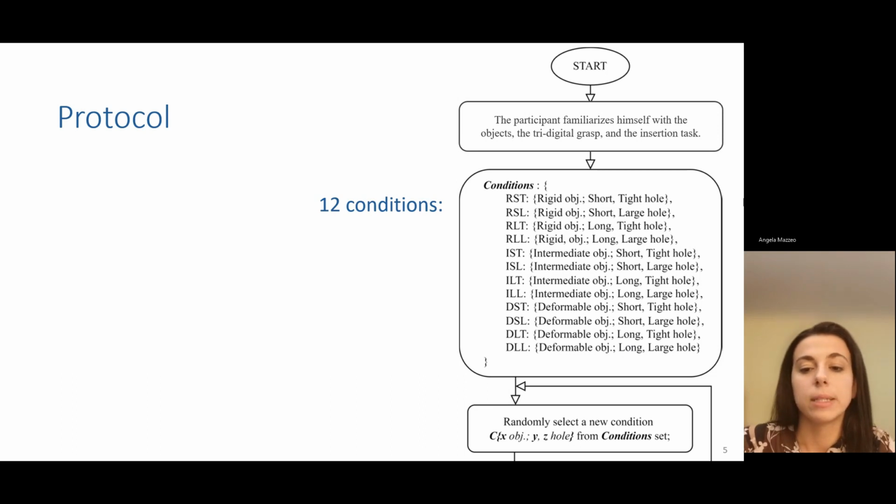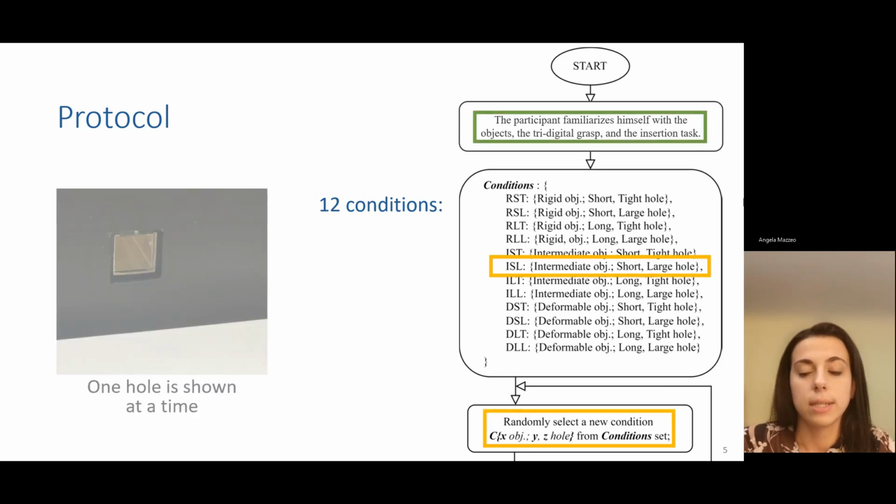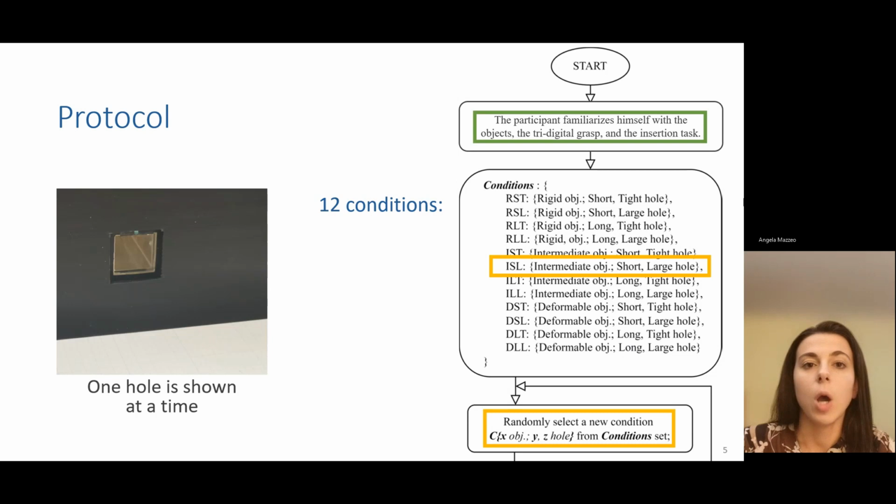In the first step, participants familiarize themselves with the insertion task. Then the experiments start and a condition is selected randomly. Only one hole per time is shown to the participant behind a window in a black panel, and one object per condition is presented as well.